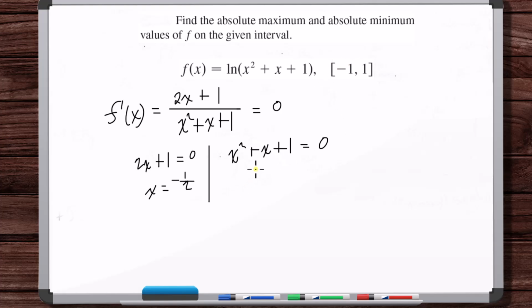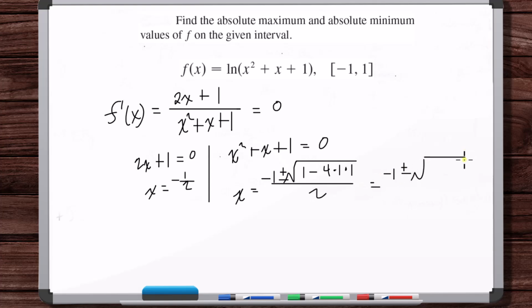So can we factor this? No. So let's use the quadratic formula: minus b plus or minus the square root of b squared minus 4ac over 2a. That's 1 minus 4 over 2. This is going to be a negative, an imaginary number, so we're not worried about any of this.